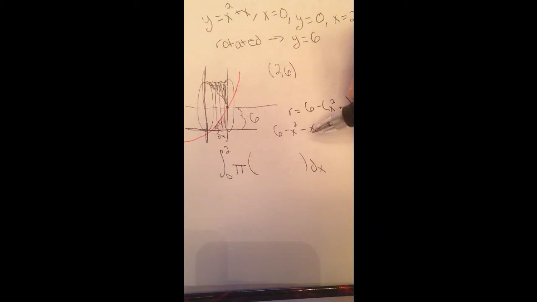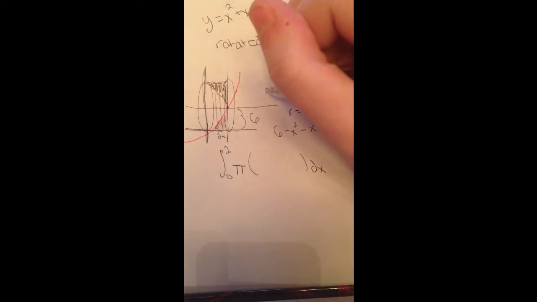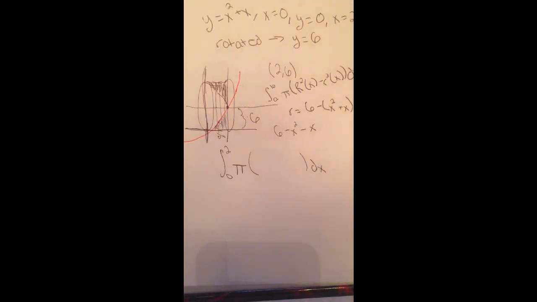Okay, so now that we have both the radius of the outside and the inside, we can go back to the formula I showed you earlier with the big R and the little r. I'll rewrite it up here for you. Remember, it was the integral from a to b of pi times big R squared of x minus little r squared of x, dx. So that's going to be our equation.